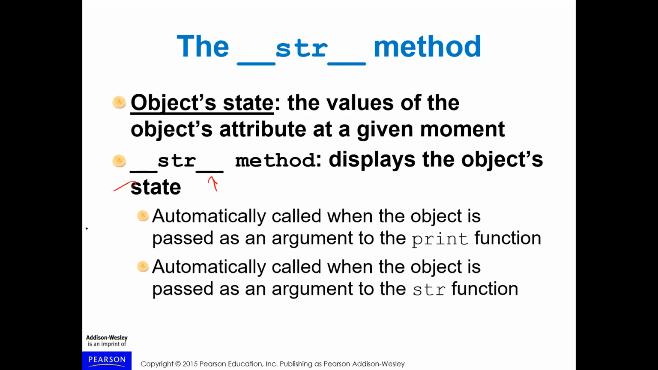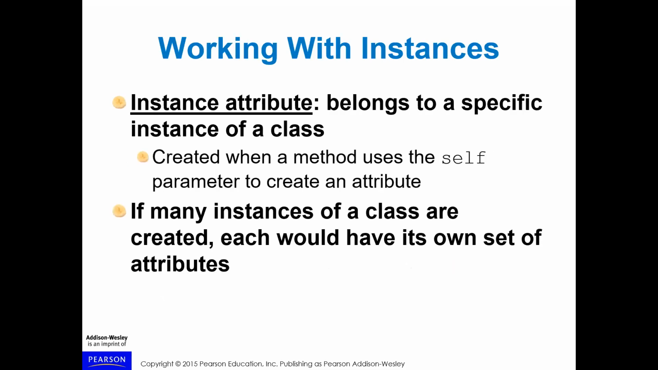All right, so this displays the object's state. It's automatically called when the object is passed as an argument to the print function. Otherwise it'll just give you the type of a data structure. It's also automatically called when the object is passed as an argument to the str function, the string function. So both of those. And it's something that you might not even see, but it's behind the scenes.